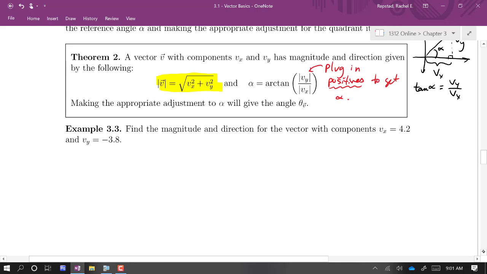Okay, so in example 3.3, we want to find the magnitude and direction for the vector with the components Vx is 4.2 and Vy is negative 3.8. Now, I'm just going to sketch this, positive x, negative y. I know that I want a fourth quadrant angle, and that'll be important. So let's start with the magnitude.